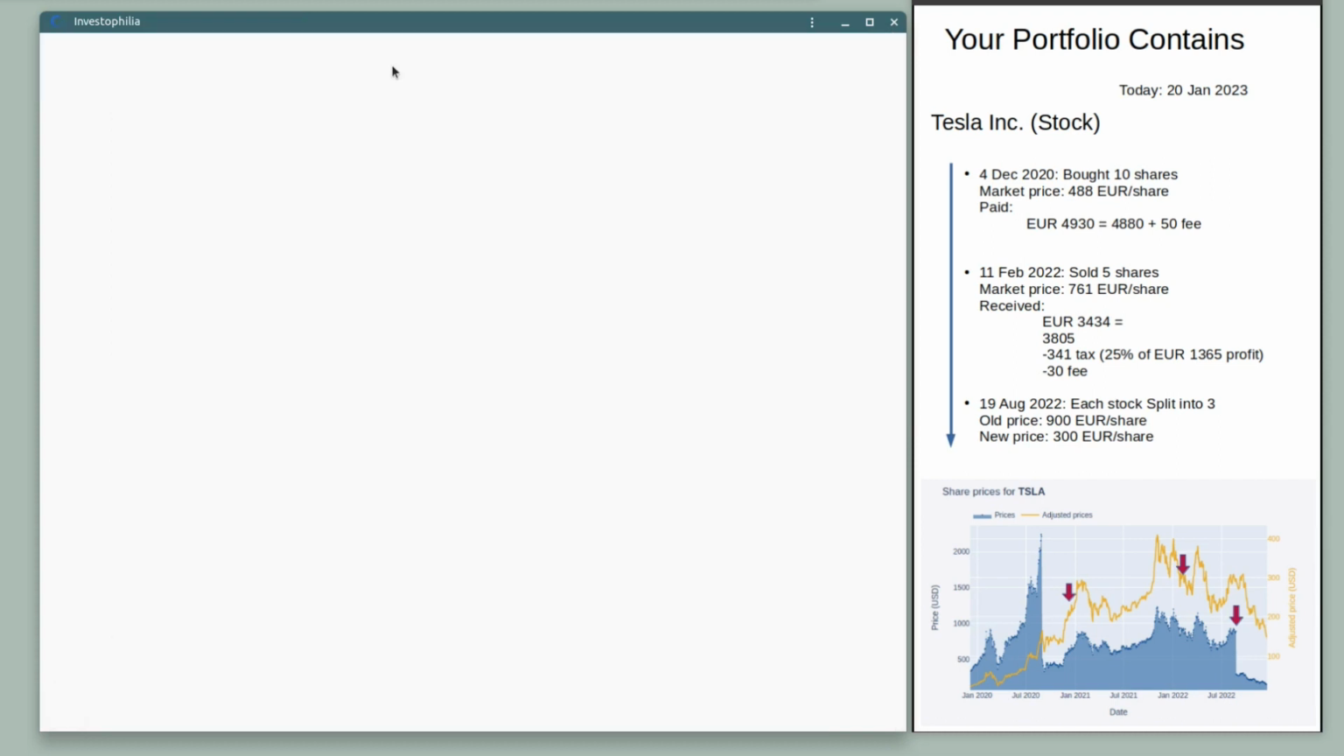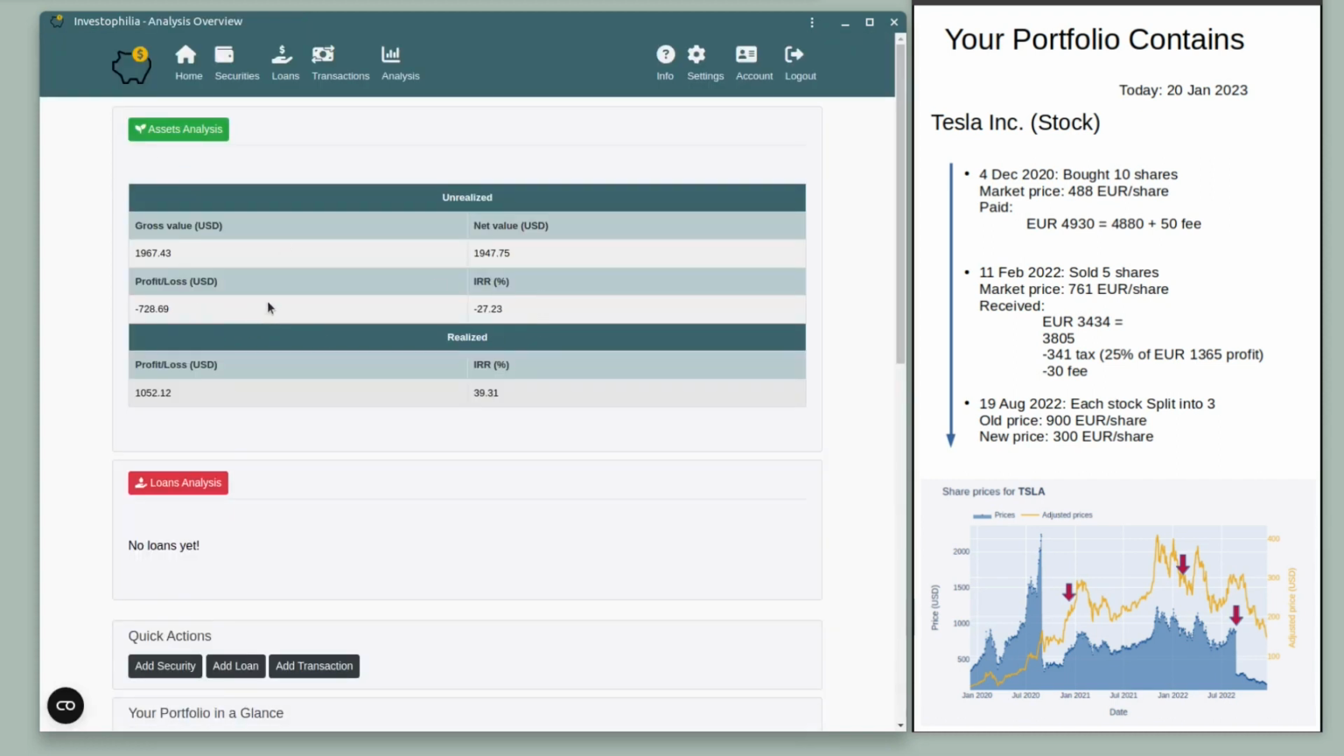Okay, let's go to the analysis page to see what the analytical figures look like for this scenario. We see here that the gross value is calculated to be around 2,000 US dollars. US dollar is my portfolio currency, if you remember from the previous videos. So everything is converted to that currency and shown to me. And the net value is a little bit less than the gross value because I need to pay expenses like fees and taxes. And we see that for the unrealized part of my portfolio, my internal rate of return is actually negative, around minus 30%. But for the realized part, as you know, we gained around 40%.